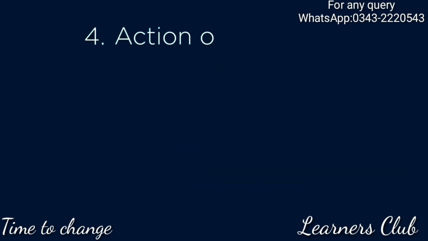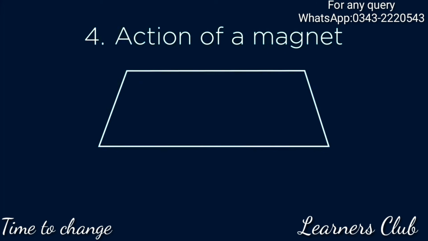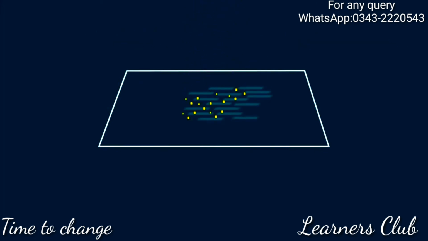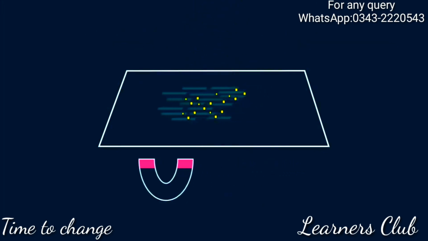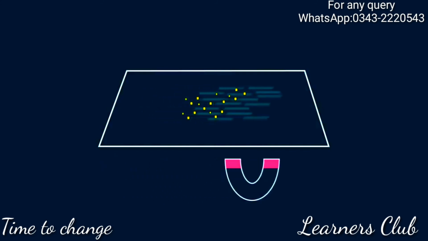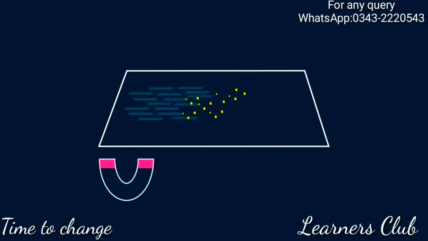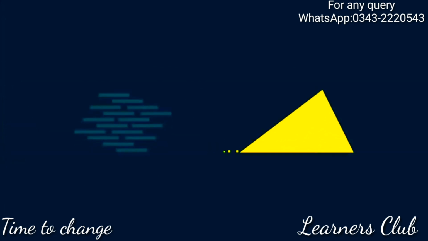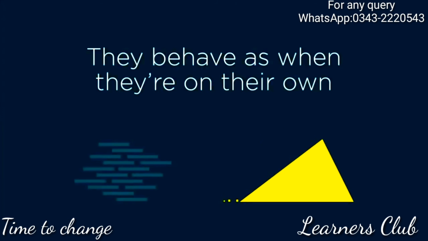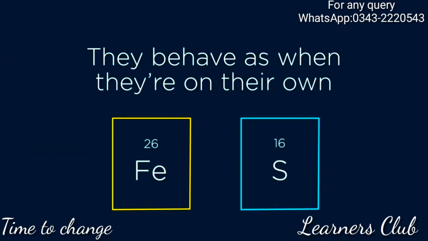Test 4. Action of a magnet. As the magnet is moved underneath the paper, you will see the iron is attracted, but the sulfur is not. The iron and sulfur can be separated, illustrating the fact that the components of a mixture can easily be separated by physical means. From the above, it can be seen that the components of a mixture behave as when they are on their own. That is, they retain their separate identities.